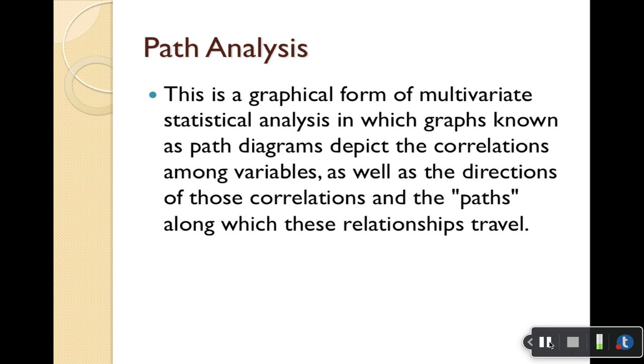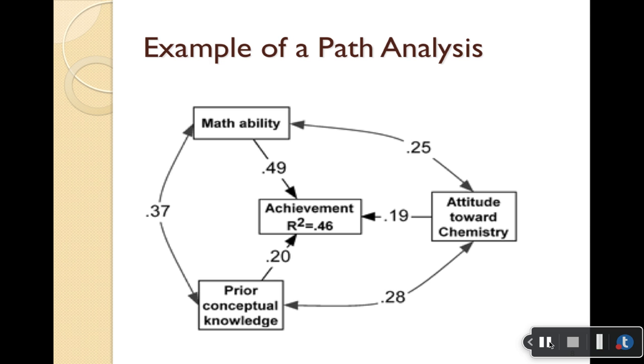The first one that I chose is path analysis because you see this in journal articles pretty frequently, and it's become an increasingly popular technique, probably in the last 15 to 20 years or so, as we've developed different computer software programs. Path analysis is a graphical form of multivariate statistics. We have these graphs that are also known as path diagrams, and basically these depict correlations among variables as well as the directions and the paths along which these relationships travel.